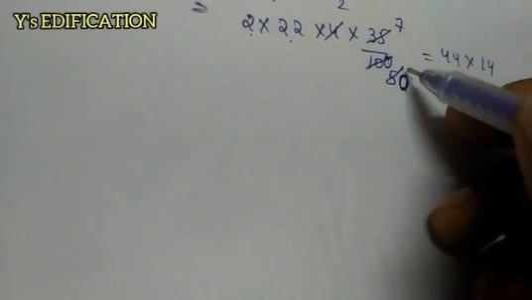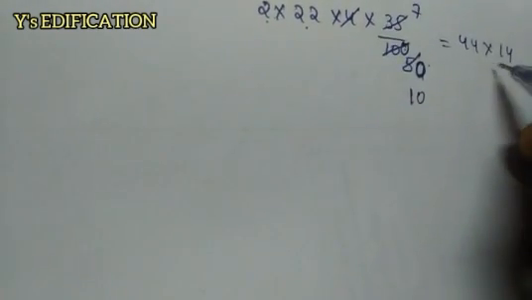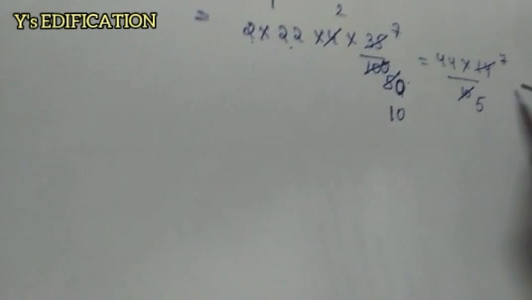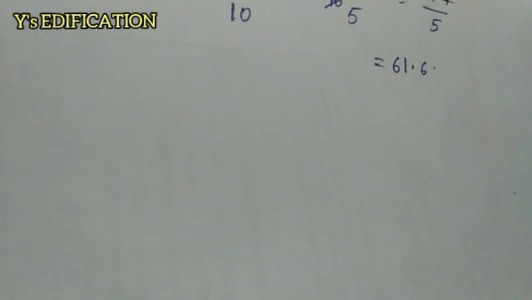So this will become 5 10s are 50, 5 7s are 35. So 44 into 14 by 10. Again 2 5s are 10, 2 7s are 14. So that is 44 into 7 by 5. So after multiplying these terms, we will get 61.6 meter square. Okay.